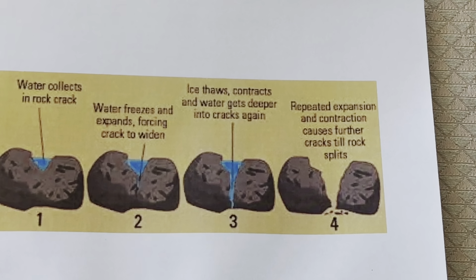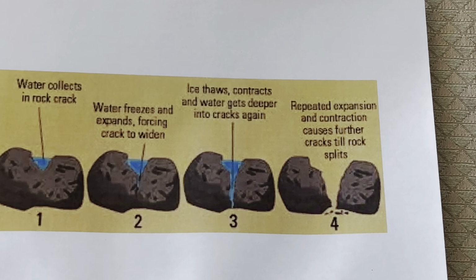Here's a cartoon diagram of what happens when water collects inside of a rock crack. You'll see steps 1 through 4. Step 2, the water freezes, expands, forcing the crack to widen. The ice thaws and it contracts, and water gets deeper into the cracks again, and repeated expansion and contraction causes further cracks till the rock splits apart completely.